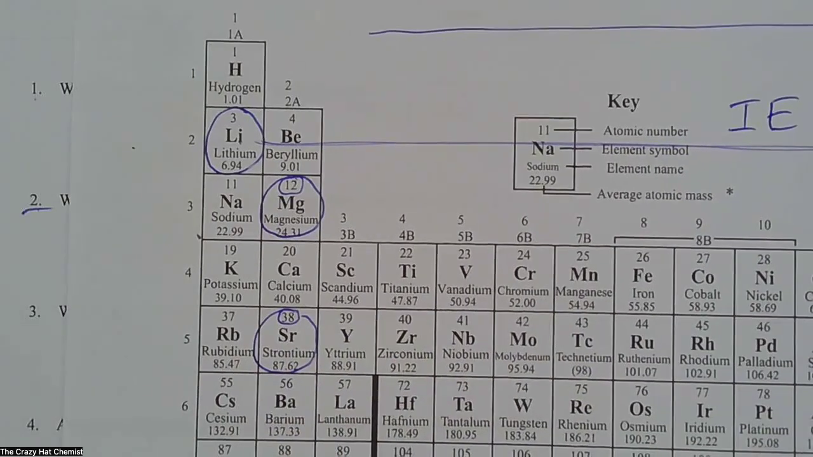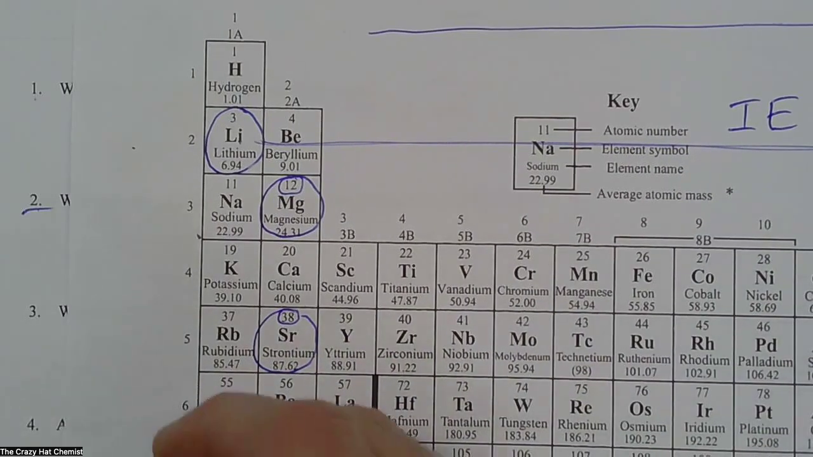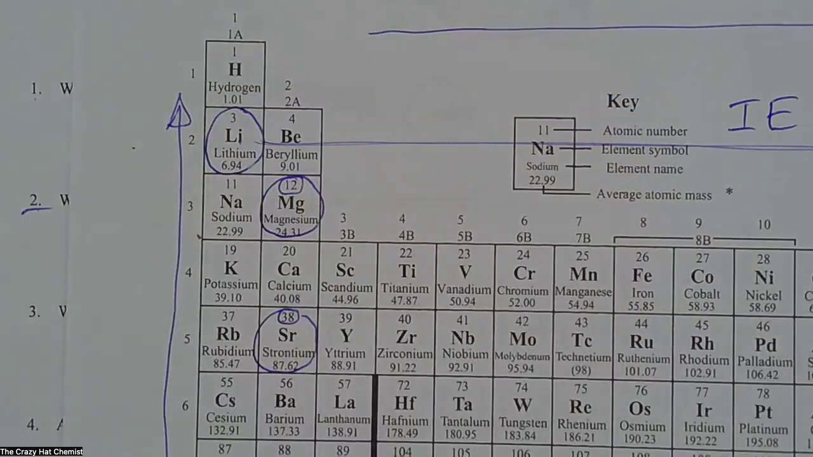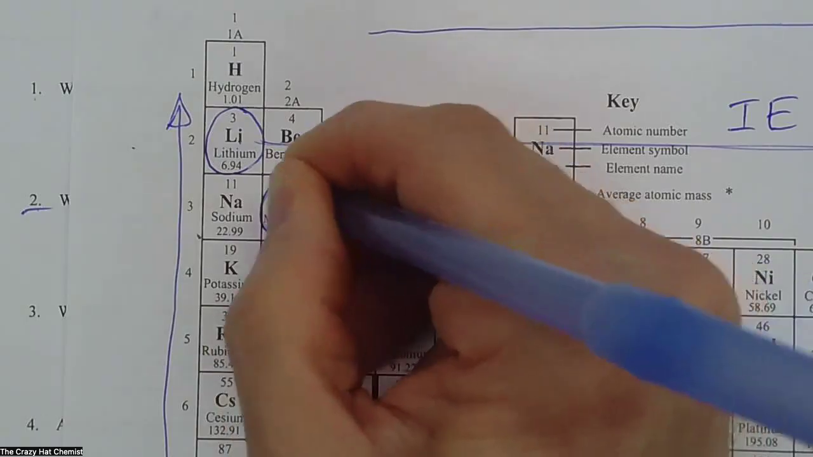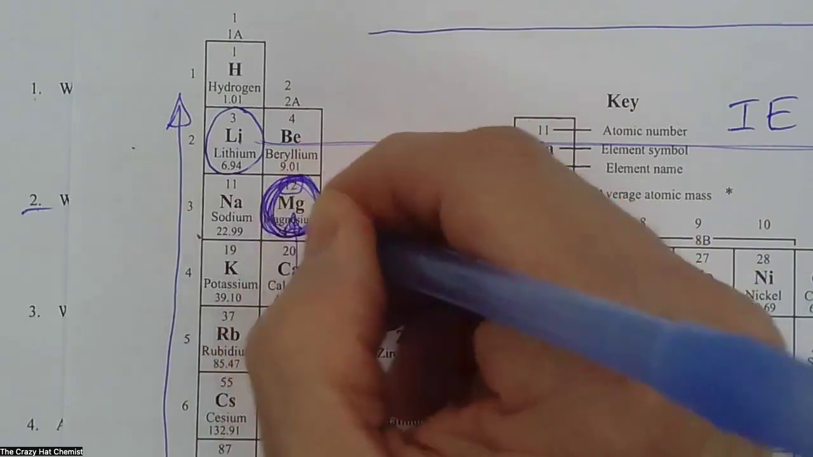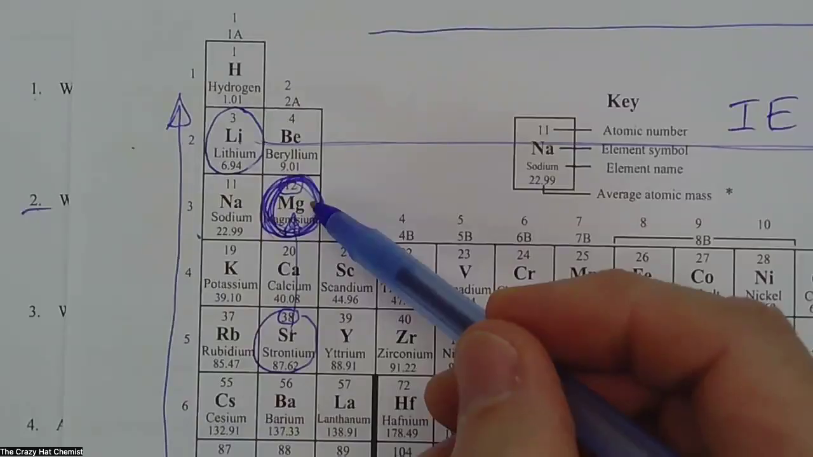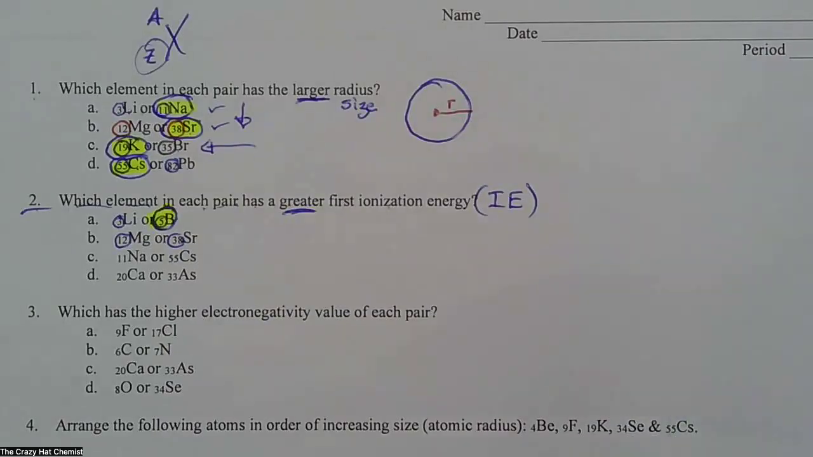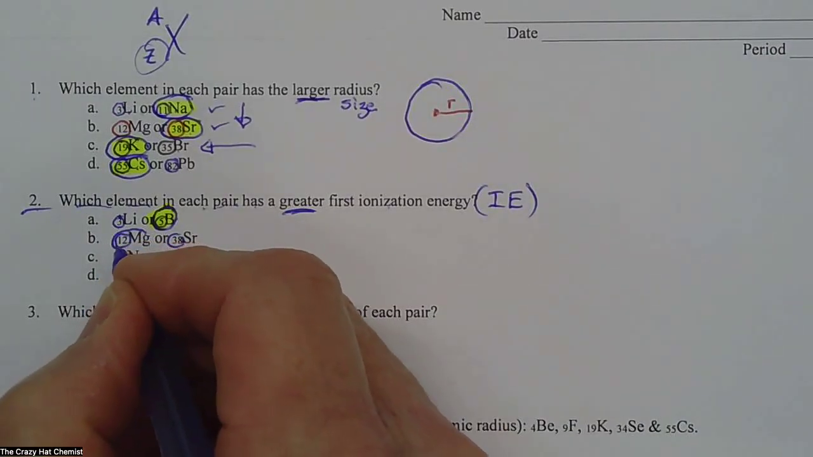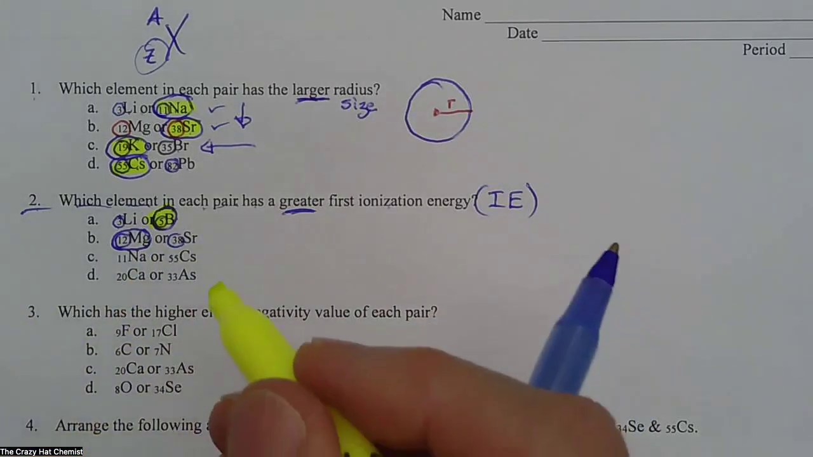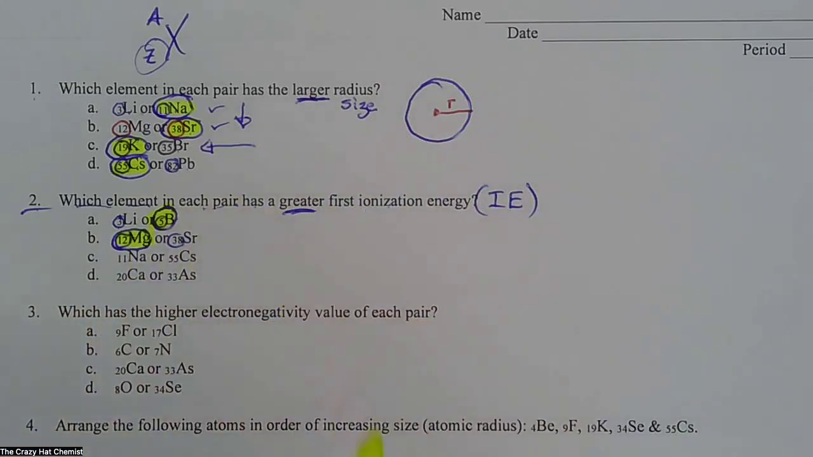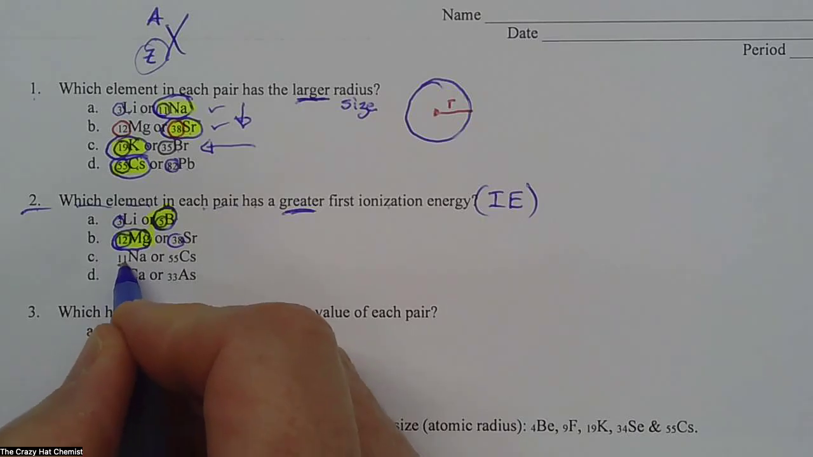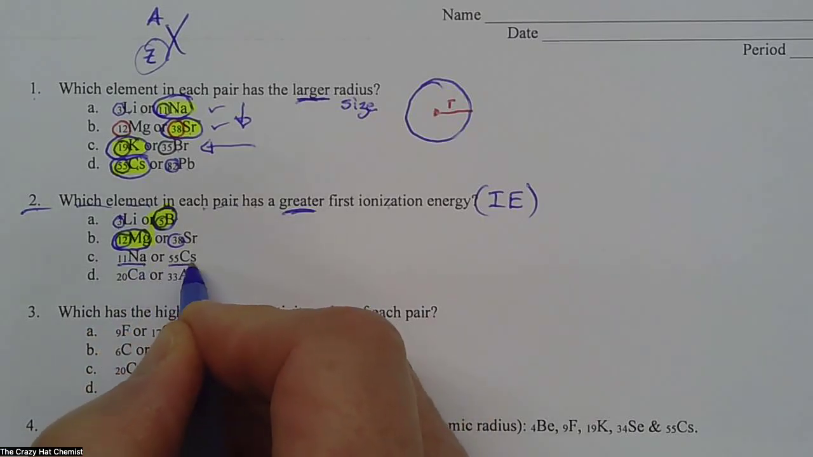So the periodic trend in terms of ionization energy is it increases as you go up a group. So the one further up higher within the group has the highest first ionization energy. That would be magnesium compared to strontium. So magnesium is your answer as opposed to strontium. Yes, perfect. Beautiful, just like that.